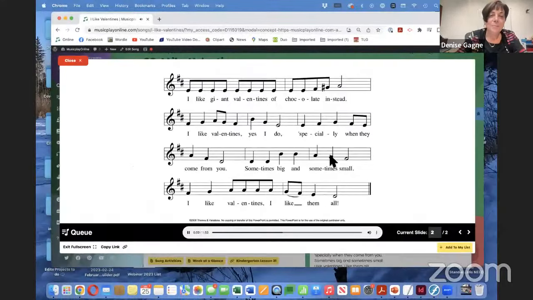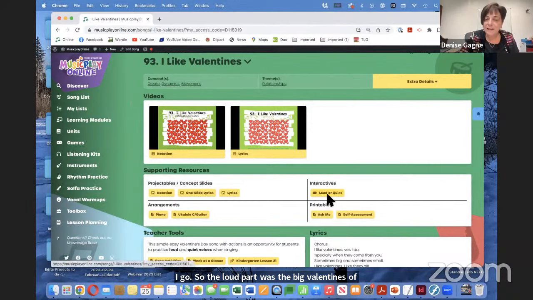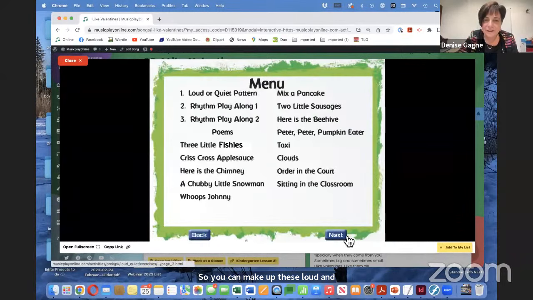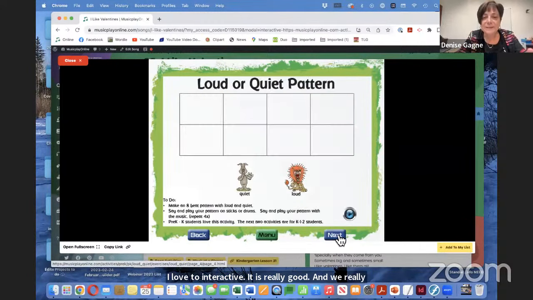So the loud part was the big Valentines of chocolate, and the quiet part was the little ones that were frilly white and red. So you can make up these loud and quiet cards. This is the loud and quiet interactive. I love this interactive. It is really good, and we really do need to make one that uses the dynamic terms that's as good as this one.